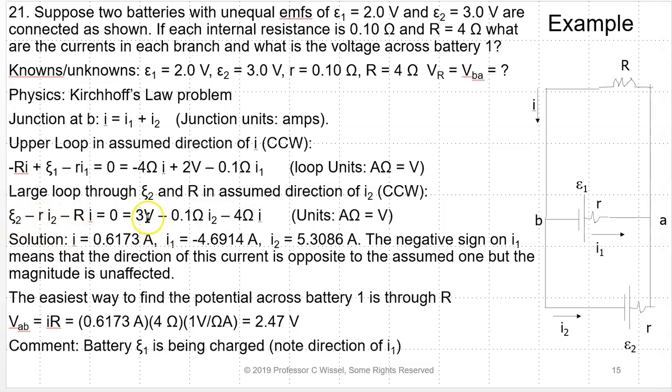I check the units. I've got amp ohms and volts. Good. Now I put the numbers in. I have 3 volts for E2. I have minus 0.1 ohm times I2. I have minus 4 ohms times I. Again, I check the units. They're good. This is a system of 3 independent equations.